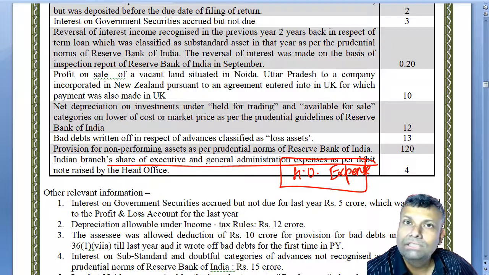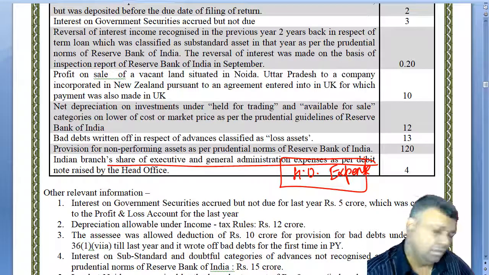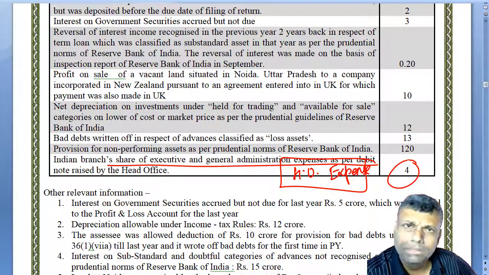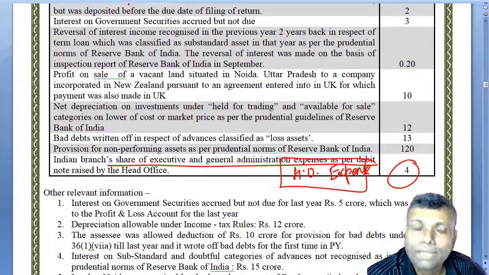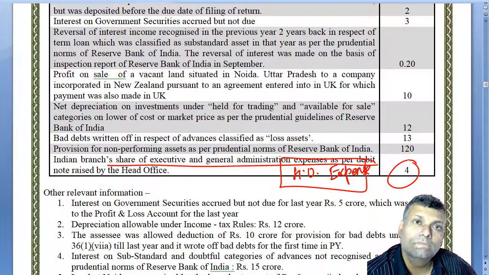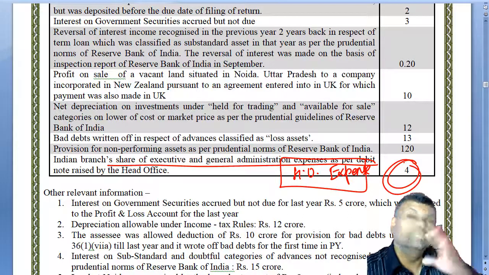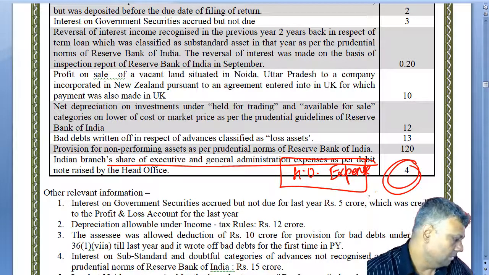So head office expenditure within the limits and on actuals. This particular amount, we assume that it is well within the limits and it is on actuals. That means it is not like, in your costing, you have that concept of absorption of overheads. This figure should not be based on some absorption techniques. It should be based on the actual share of your head office expenses. So that should be allowed.